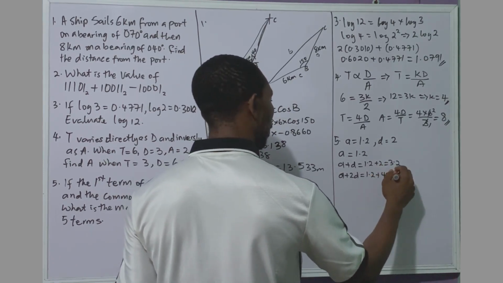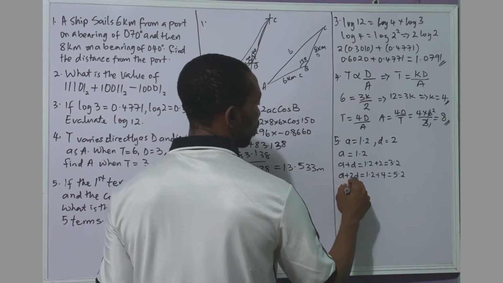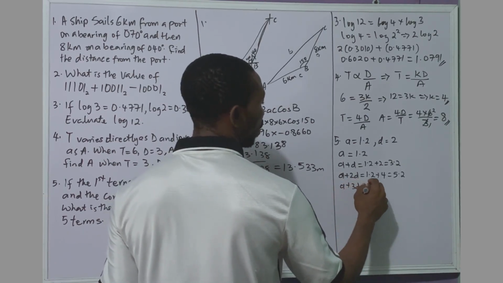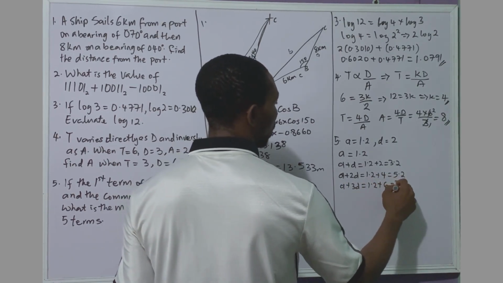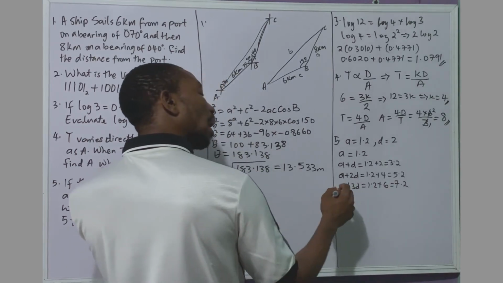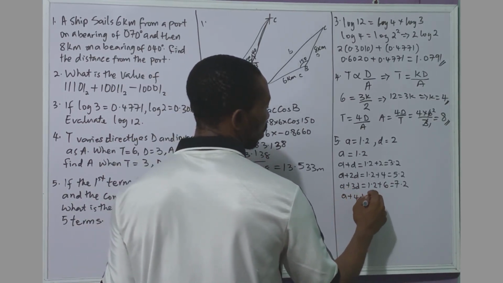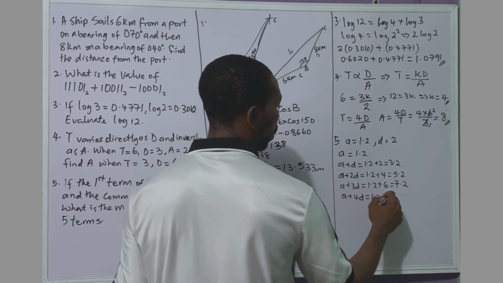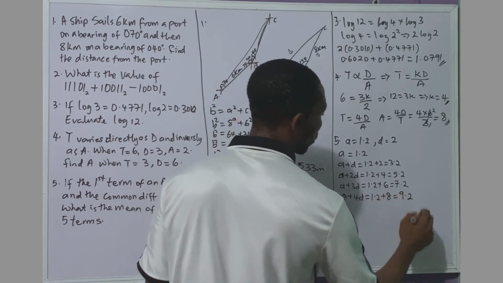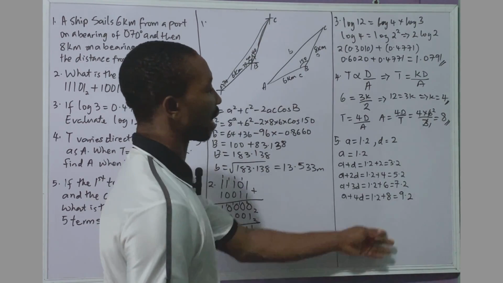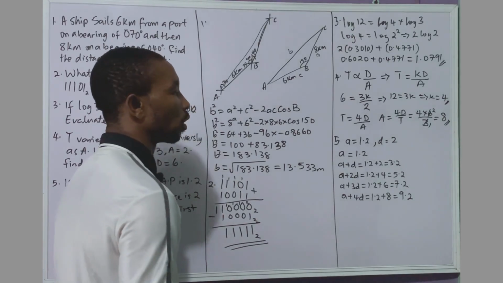And a plus 3d would be 1.2 plus 3 times 2 will give us 7.2, and the fifth term will be a plus 4d, which is 1.2 plus 4 times 2, that will be 9.2. Now, these are the first 5 terms of the arithmetic progression.